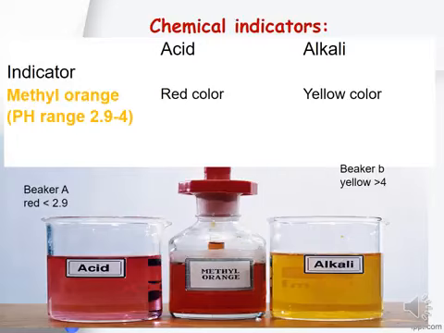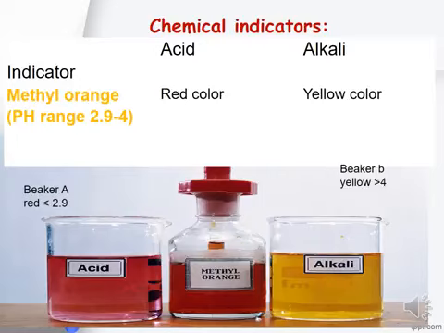The range of methyl orange is 2.9 to 4. When methyl orange comes in contact with a solution of pH less than 2.9, it will turn into red color. And when it is in contact with a solution of pH more than 4, it will be yellow in color.